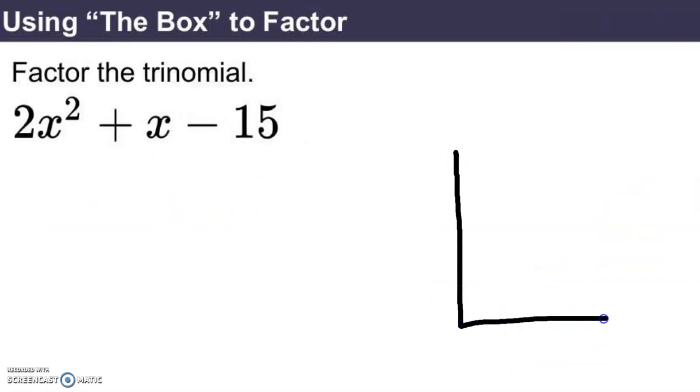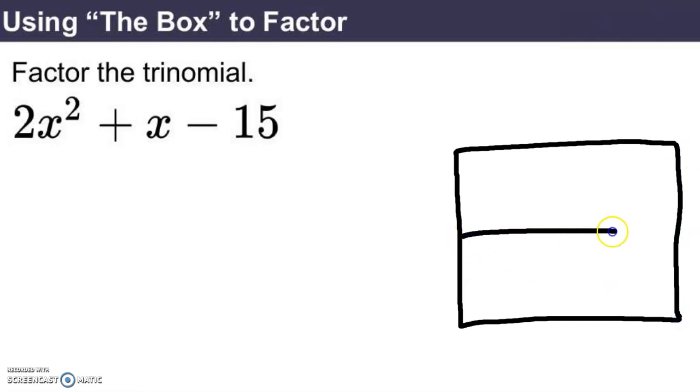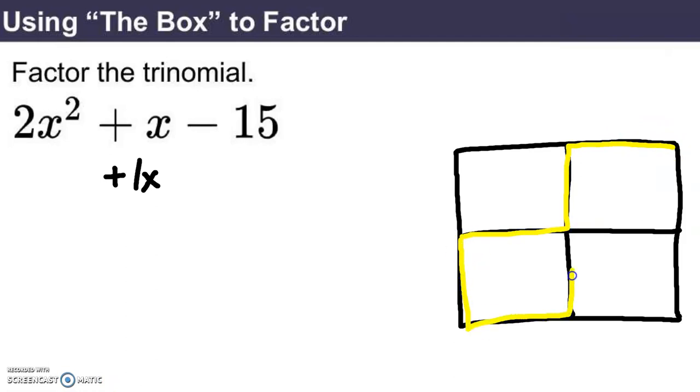Okay, here's another example. Let's see if we can use our box to factor the trinomial 2x squared plus x minus 15. Might be a helpful thing to remember that plus x really means plus 1x, doesn't it? So whatever is going to play out here, I'm going to have to remember that what's in this box plus what's in this box is going to have to add up to just 1x.